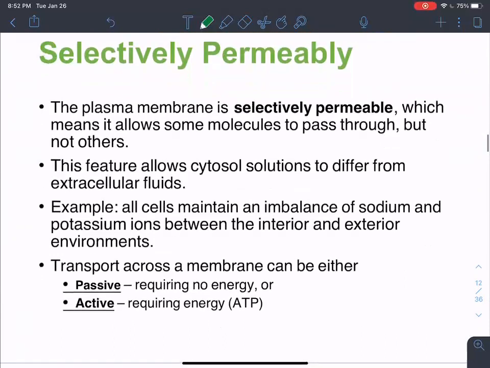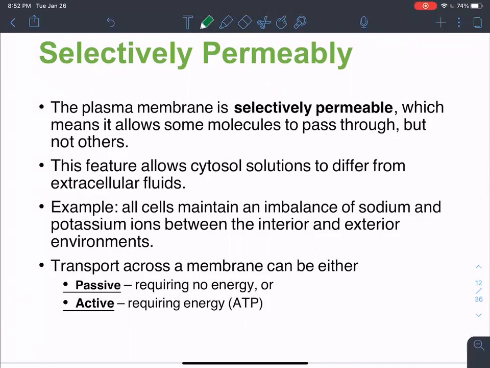So there's going to be this selective permeability with the cell. The plasma membrane is selectively permeable, which means that it allows some things to pass through and not others. This feature is going to allow for the cytosol solution to differ from exterior fluids as well. So the interior fluid is different from the extracellular fluid. It's still mainly aqueous solutions inside and out, but they do differ.